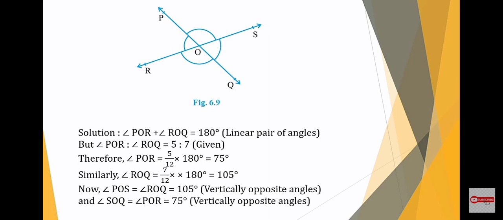Similarly, the other vertically opposite angles are angle SOQ and angle POR. They are the other pair of vertically opposite angles, so they will be equal. Therefore, angle SOQ is equal to angle POR, that is equal to 75 degrees. So now you got the value of all the angles. Angle POR is 75 degrees, angle ROQ is 105 degrees. Similarly, angle POS is 105 degrees and angle SOQ is also 75 degrees.